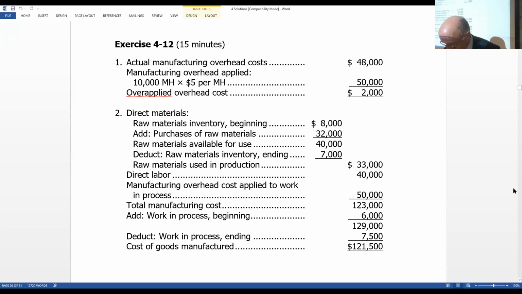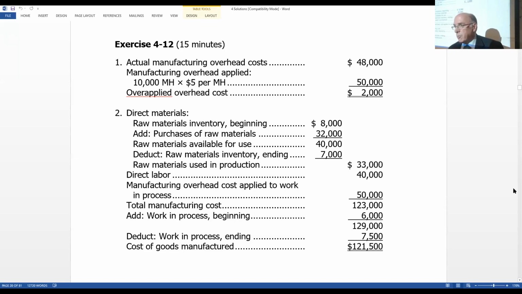So what do we have? The company uses a predetermined overhead rate to apply overhead costs to jobs. The rate for the year was $5 per machine hour. A total of 10,000 machine hours was recorded for the year. All raw materials ultimately become direct materials. None are classified as indirect materials.